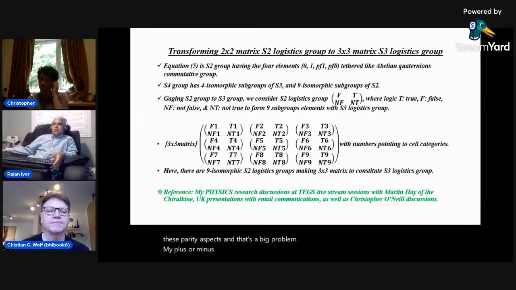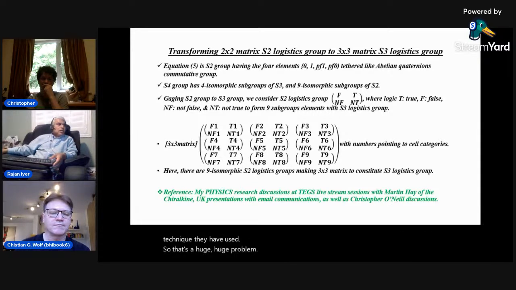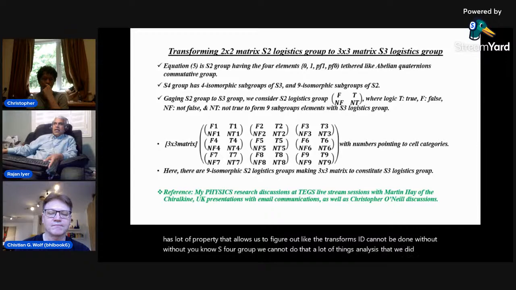My plus or minus one, then what happens when they become imaginary? They went all the way to Fourier sheet analysis, things like that. It's a very extensive mathematical technique they have used. So that's a huge problem. That's what we wanted to avoid here. Try to keep it commutative, because commutative has a lot of properties to figure out. It cannot be done in the S4 group. A lot of the analysis that we did, we cannot do in the S4 group.